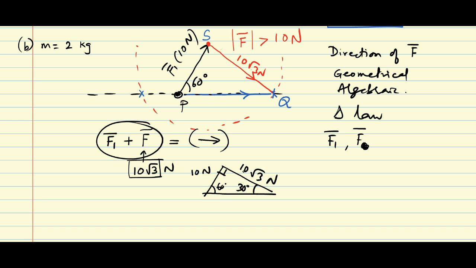Obviously tan 60 is 10 root 3 by 10, it's root 3, so that's correct. So you do know of a triangle which has these characteristics, and naturally it means that this must be a 30 60 90 triangle too. So this angle is 30 degrees, and it means that the direction of F bar, which we have to find incidentally in part B, is 30 degrees below the rightward horizontal.